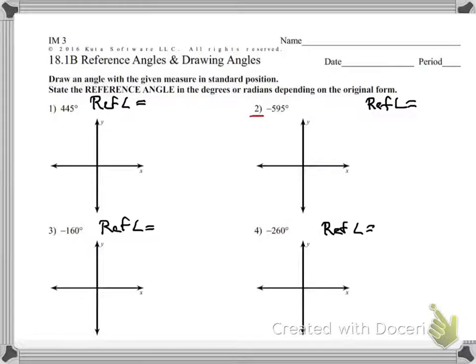18.1b. This section was about reference angles and, of course, still drawing angles, which we did the day before. I was grading assignments online, thinking, I would so much rather be doing math than grading math.